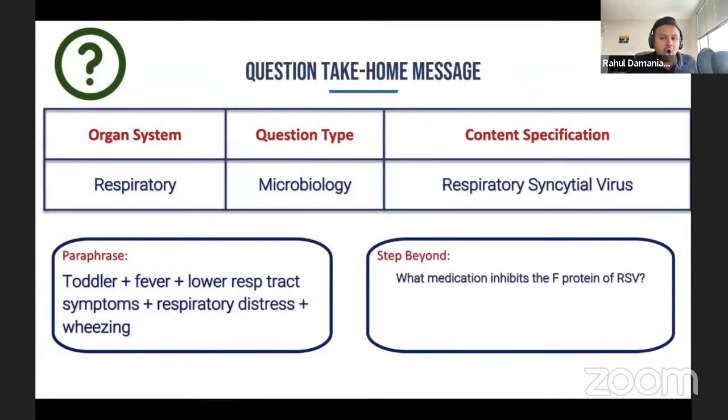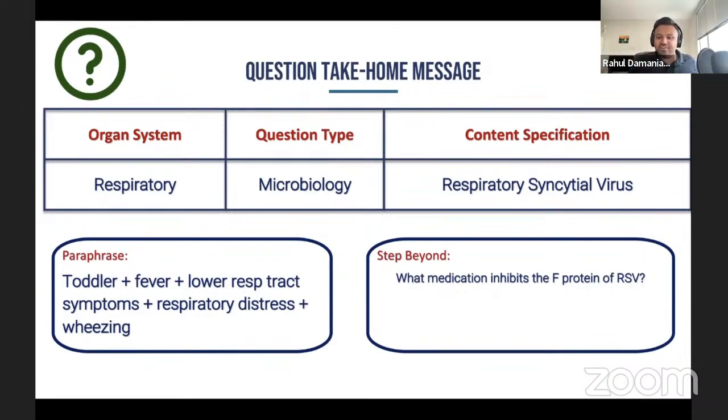So when it comes to RSV, the treatment usually is going to be supportive. We're going to give children oxygen, make sure that they stay well hydrated. And in high-risk populations, we are going to give a monoclonal antibody to prophylax or prevent severe RSV infection.